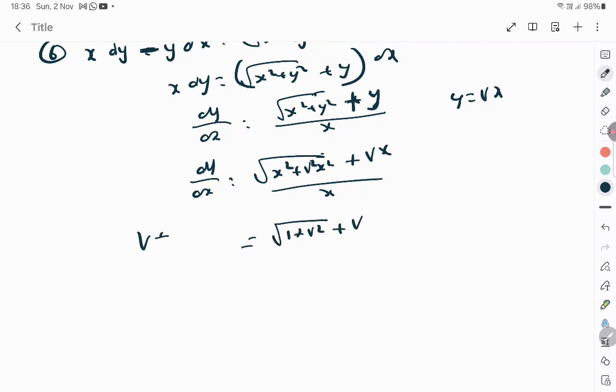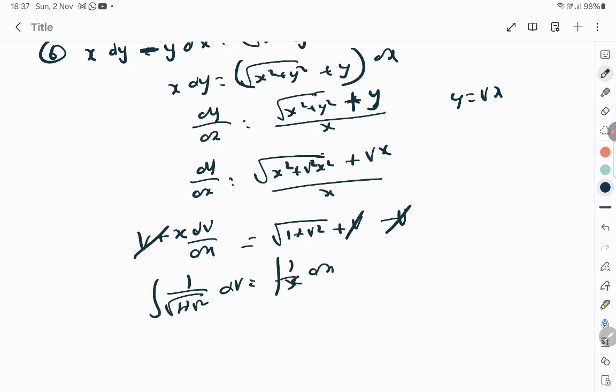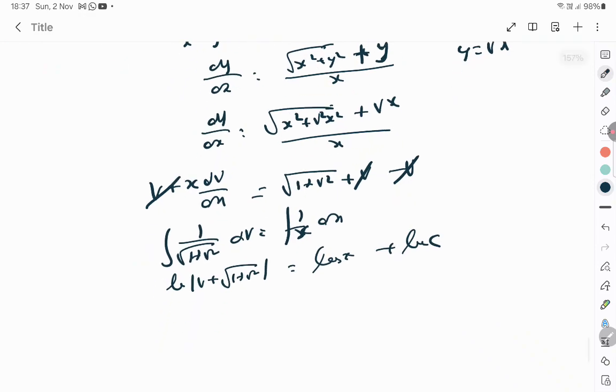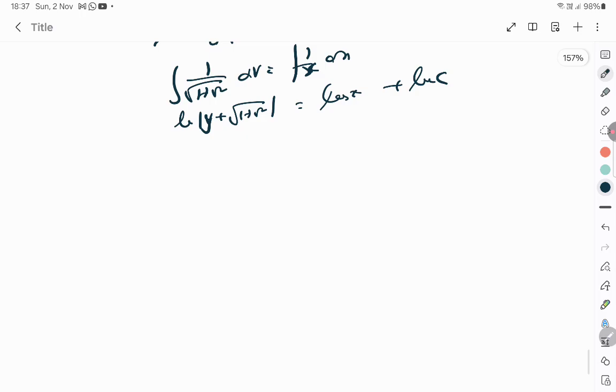That is equal to v plus x into dv by dx, where the v goes to the other side, this and this get cancelled. 1 by root of 1 plus v square into dv is equal to 1 by x into dx. So therefore this will become log of mod of v plus denominator copy plus c. This is log x plus log c. V you can substitute y by x and take this as subtraction and solve it and then find the answer. Last step you have to do by yourself. So let's go to the 7th question.